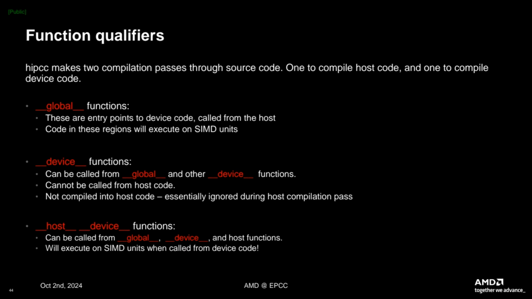And they're not compiled into host code, so they're basically ignored during the host compilation. And I should mention that the HIP compiler, hipcc, makes two compilation passes through the source code, one for the host and one for the device, and that's what motivates these distinctions. And then we can declare functions as __host__ __device__, which can be called from global, device, and host functions.